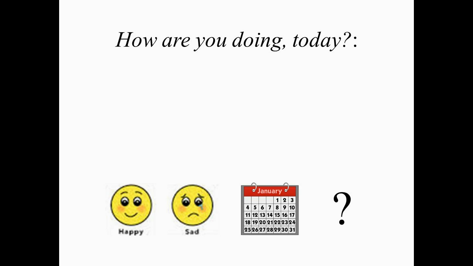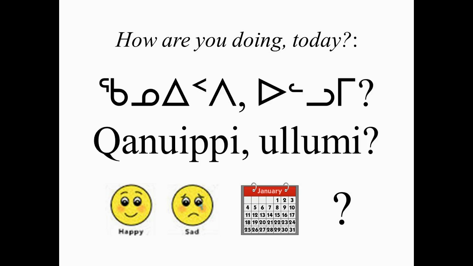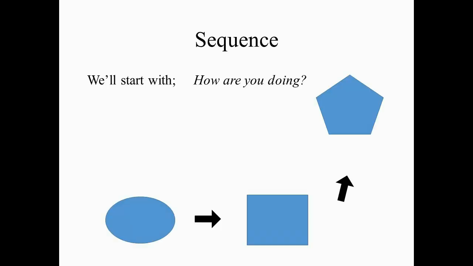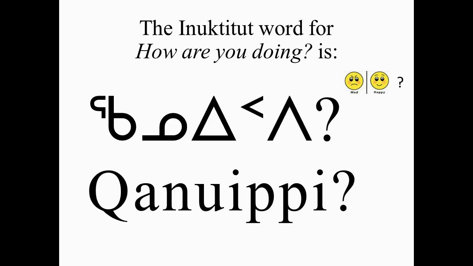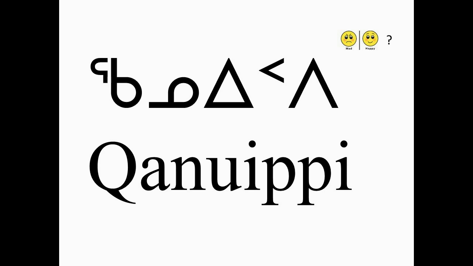The Inuktitut words for how are you doing today are kanuipi ullumi. We'll start with how are you doing? And then today. And finish off with doing fine. The Inuktitut word for how are you doing is kanuipi. Kanuipi. Ka nui pi. Kanuipi.